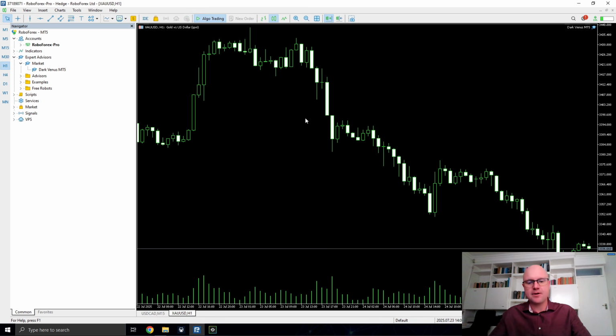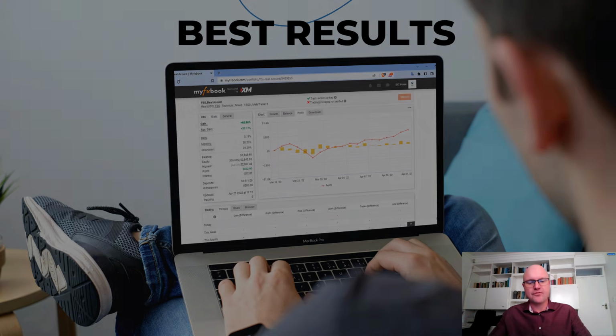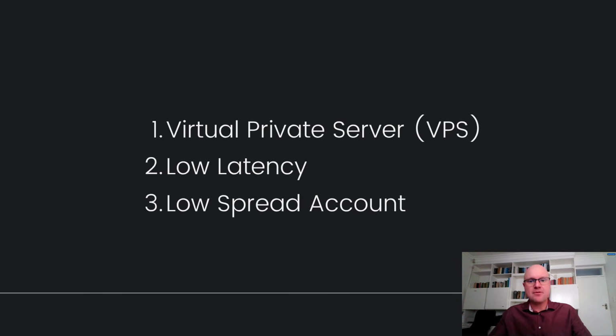Now lastly, to get the best performance out of any expert advisor, it's important that you have the right tools for the job. So firstly, I recommend using a virtual private server or VPS, meaning you can constantly be online with a low latency. And then on top of this, always look for an ECN or low spread account.